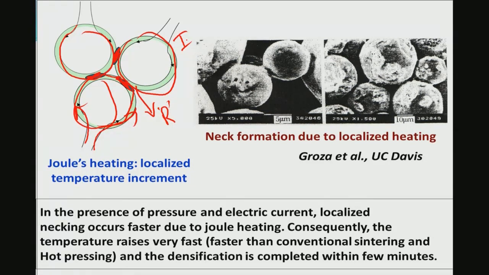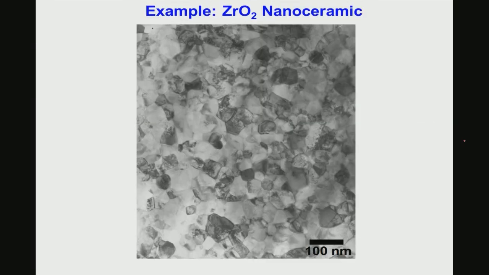So, the total heat that will be generated is nothing but I square R T, and this is the neck formation that will take place here, and this shows how this neck formation is taking place, and through this neck formation localized heating is possible. This is an example of how fine the grain size can be. You can see the micron bar here, it is 100 nanometer. So, 100 nanometer means essentially these nanostructured materials can be very easily sintered using the spark plasma sintering machine.